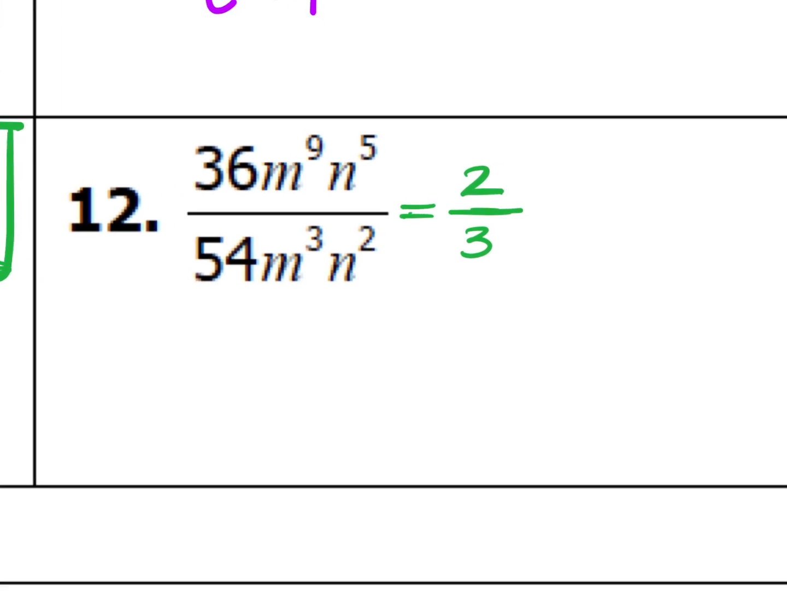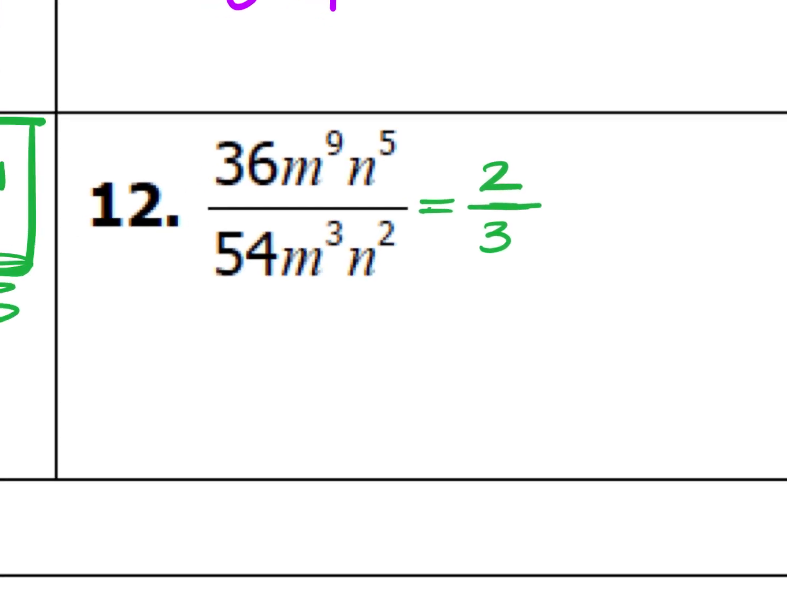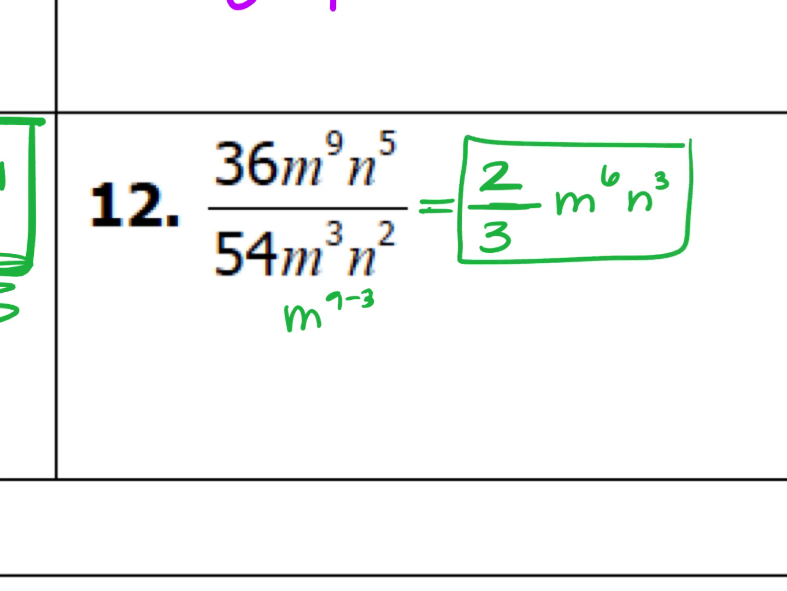Okay, what do you get for your m? M to the what? M to the 6th, you're subtracting that. M to the 9 minus 3 is M to the 6th. N to the 3rd, okay? So you can write it like that for the 4 of you that liked it better that way, or you can write it like this, 2M to the 6th, N to the 3rd.